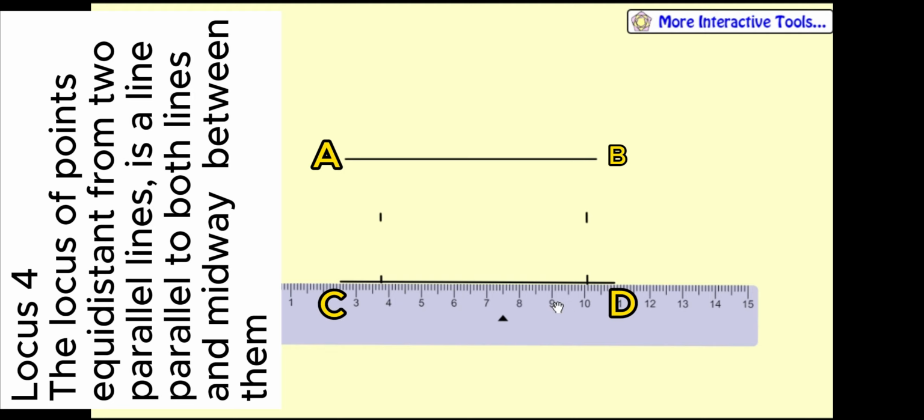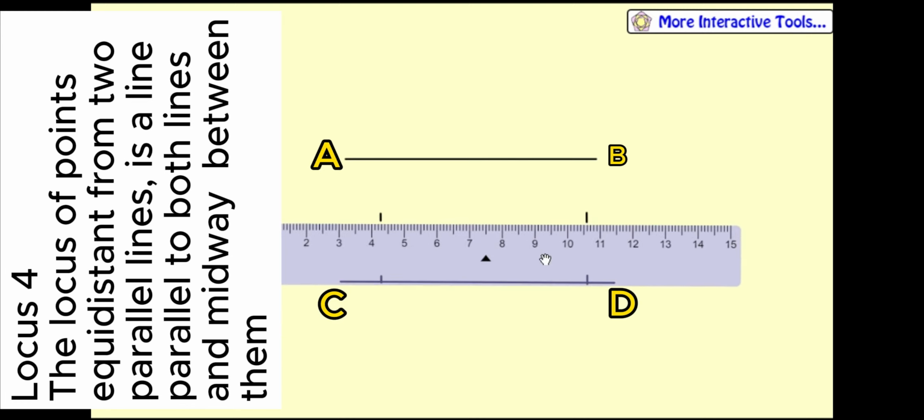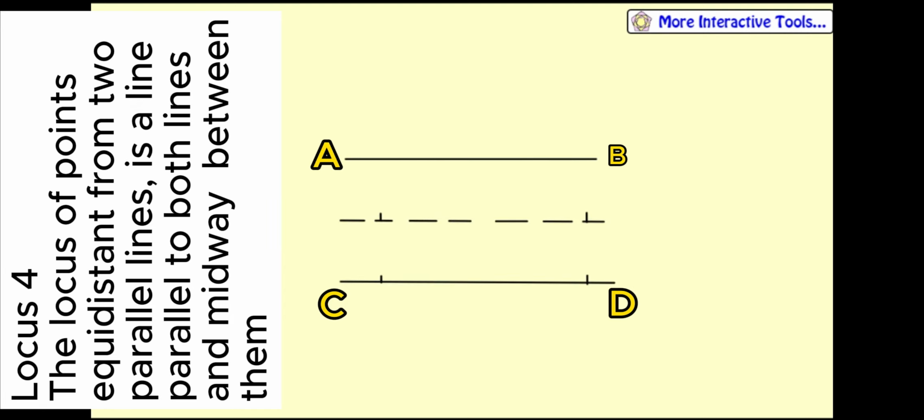The locus will be midway between line AB and CD. So we have the locus between both of them in the midway. So that is how to get the locus between two parallel lines. It will be midway between them, the same distance from the locus to AB as to CD. Okay, let us look at an example on this.